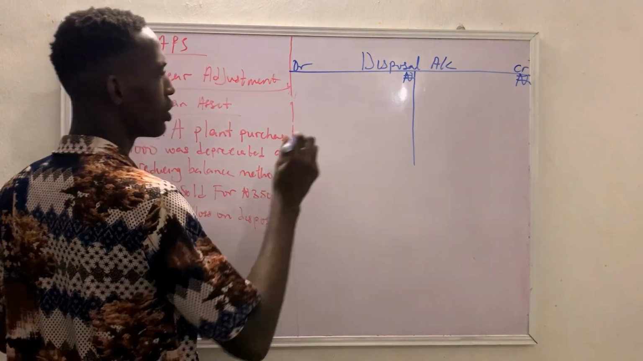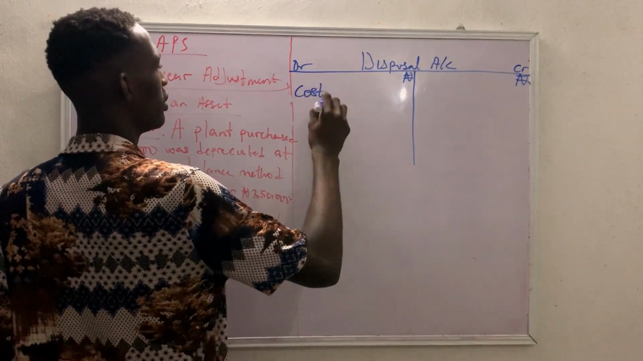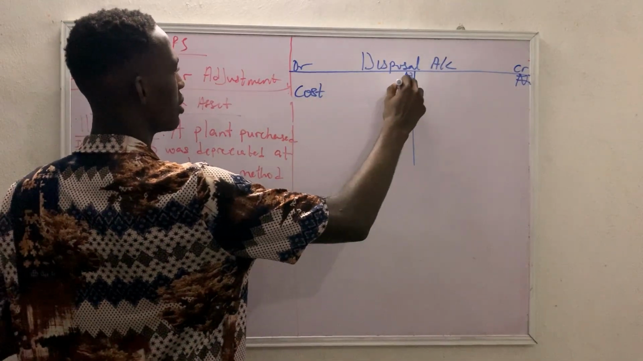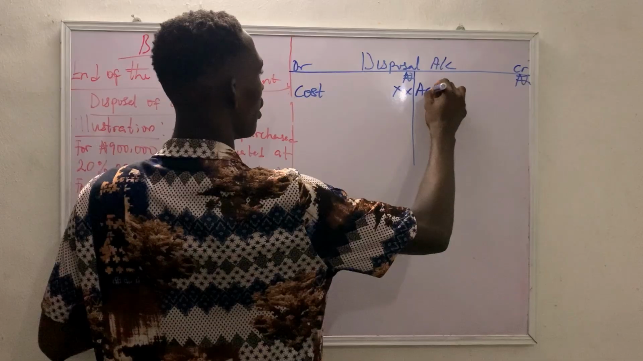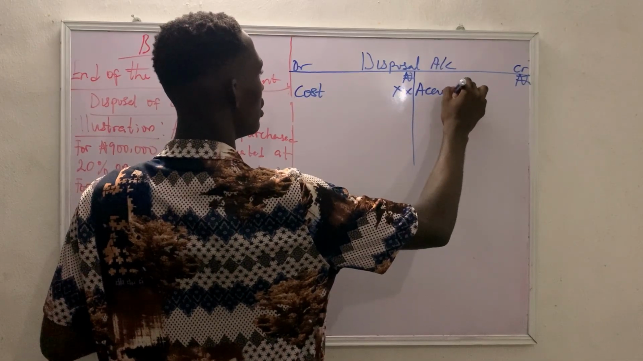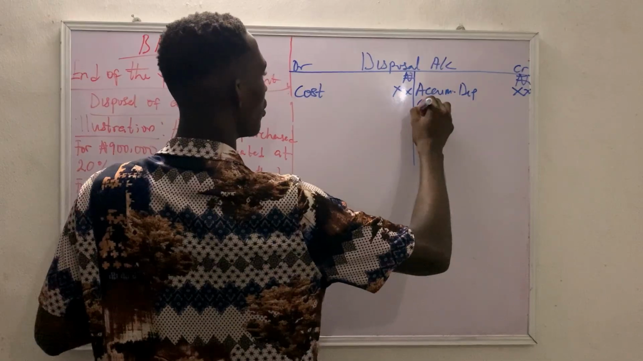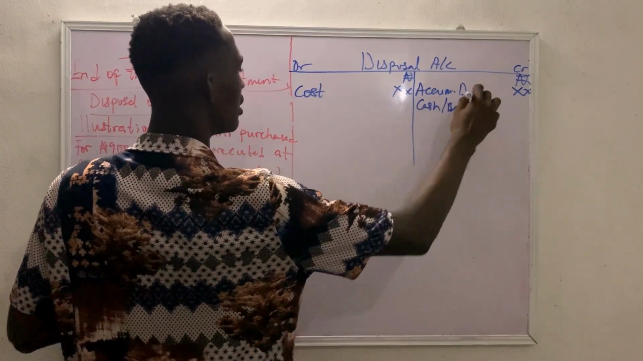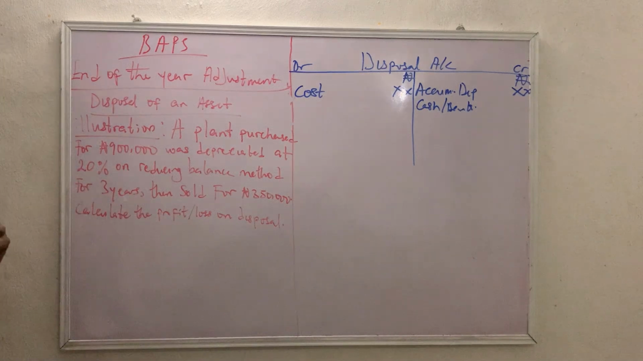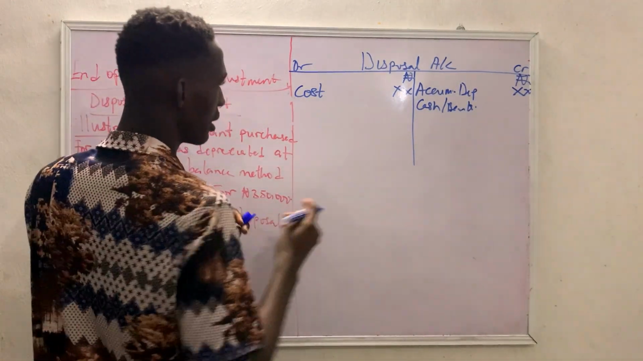It's either you make use of this format, in format, whereby you have our cost of, here will represent the cost of the asset. Then we have our accumulated depreciation. Then we have our cash or bank. That is the amount that you receive from what? Disposing the asset. The amount you sold the asset.